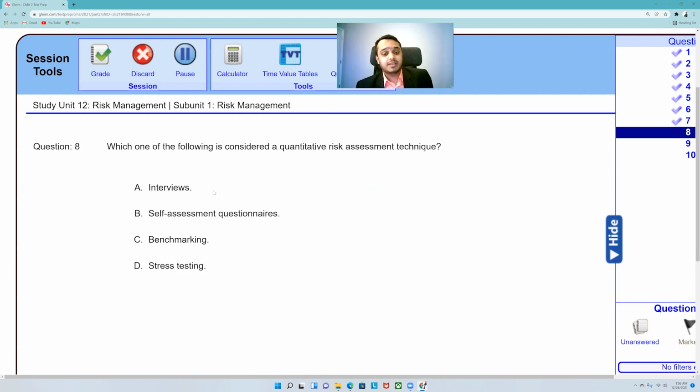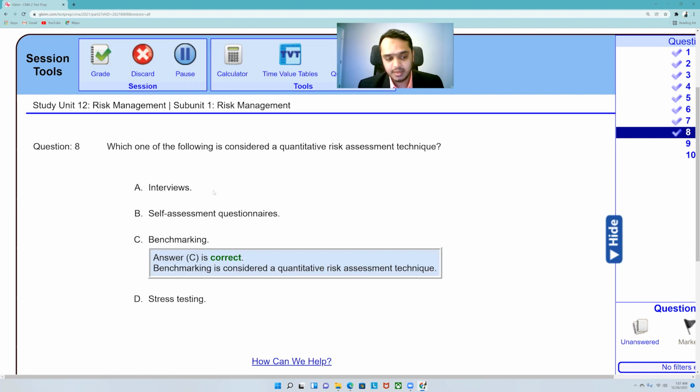Then, which of the following is considered a quantitative risk assessment technique? Interview is a qualitative assessment technique, no doubt in that, because you cannot quantify the interview. Self-assessment questionnaires, again, are qualitative. You cannot quantify them. Benchmarking, you can quantify, because you can benchmark that this is the number of sales which we need to achieve. Stress testing, how much is the stress in one mind? Can you test it? No way. So the option I'm ticking is C.